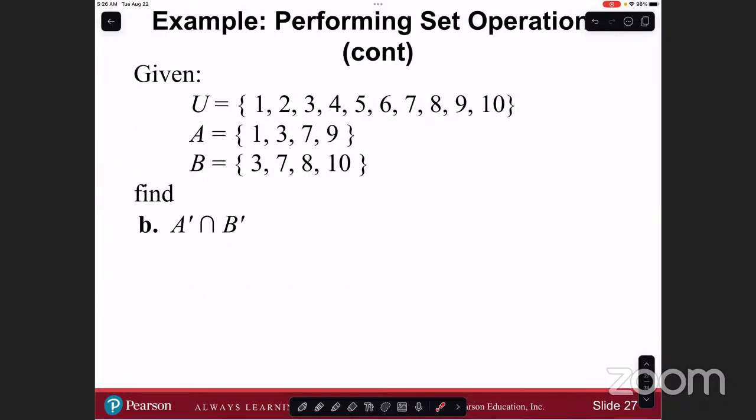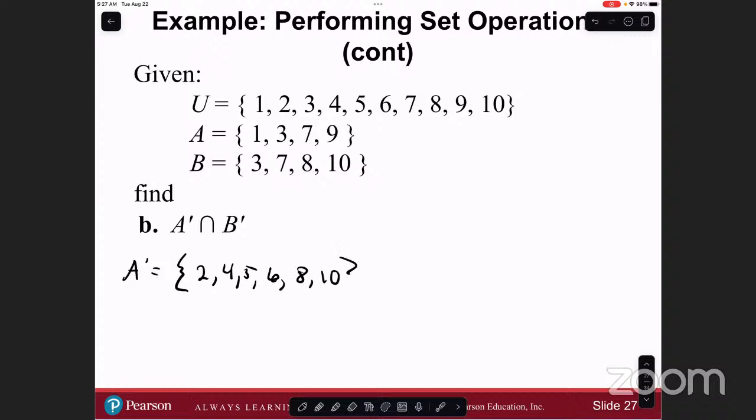So given these sets, find A complement intersection B complement. Okay, so we're going to break these down part by part, right? First we're going to find A complement. That's going to be everything inside our universal set, but not in our set A. The universal set is going to be our counting numbers from 1 to 10. So then that means A complement is going to be what? Skip over 1, 2, 3, 4, 5, 6, 7, 8, 9, and 10.